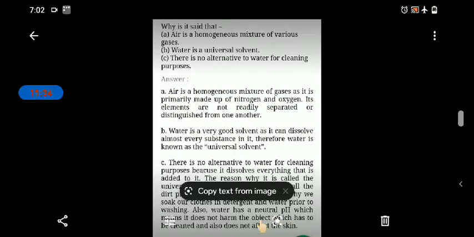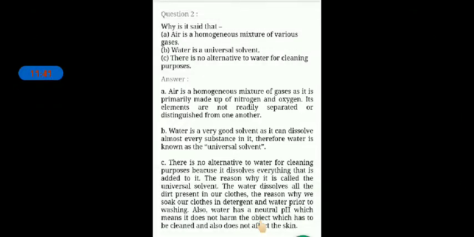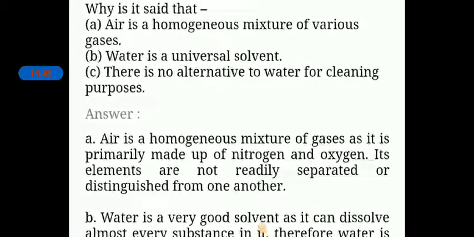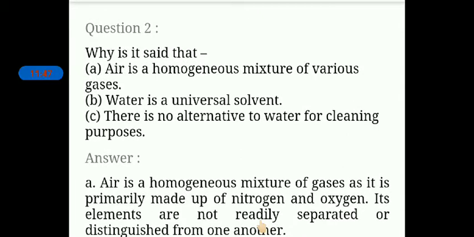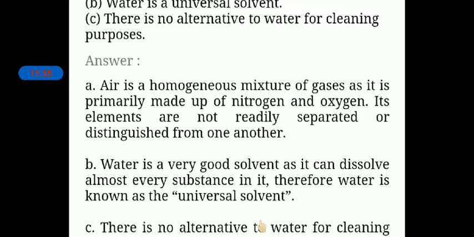Question number 2 is why it is said that. First we have: air is a homogeneous mixture of various gases. Why is it said that it is homogeneous?